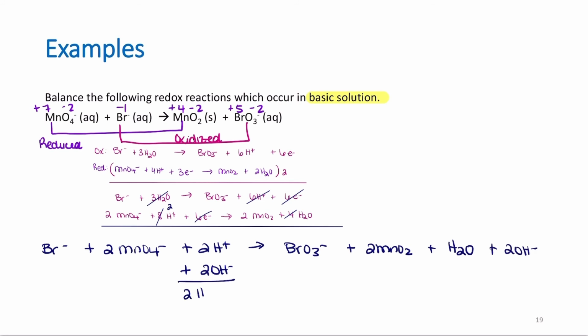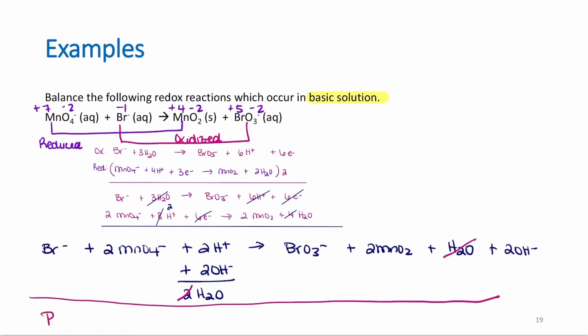That gives me 2 waters here and 2 hydroxide on the other side. Those 2 waters need to be simplified with the water that's already in the system. So 1 water here, 1 water there, cancel out. And our final balanced reaction under basic conditions is Br minus plus 2 MnO4 minus plus 1 water, giving me BrO3 minus, 2 MnO2, and 2 OH minus.